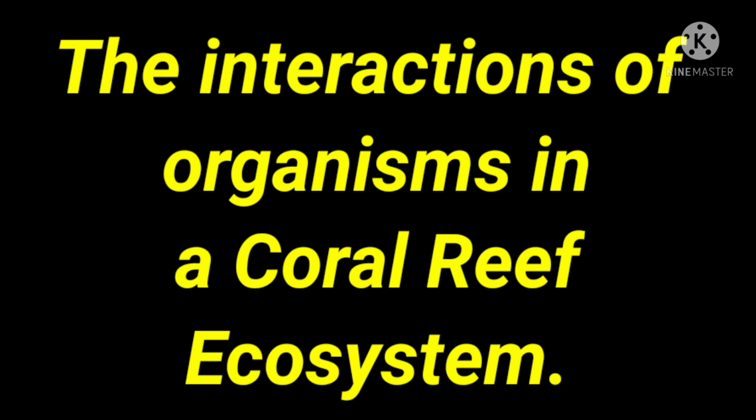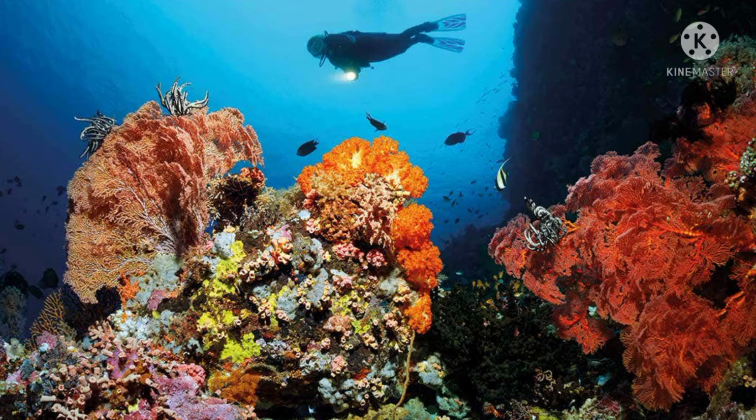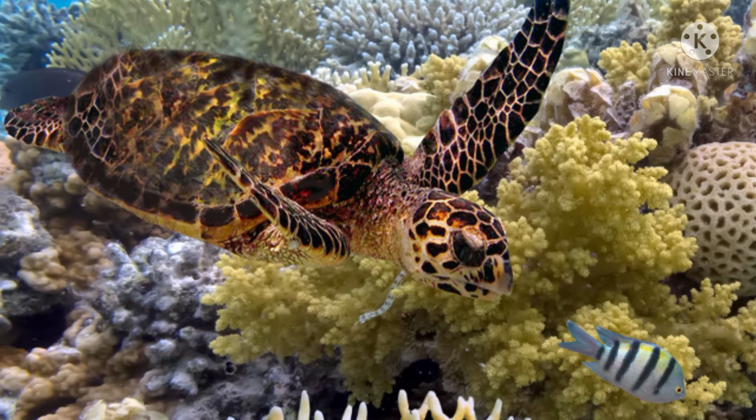There are interactions that exist in the coral reef's ecosystem. Number 1, commensalism. Commensalism is an interaction where organisms live together without harming one another. For example, barnacles attach on the skin of turtles without harming them. Barnacles are benefited while the host is not harmed.